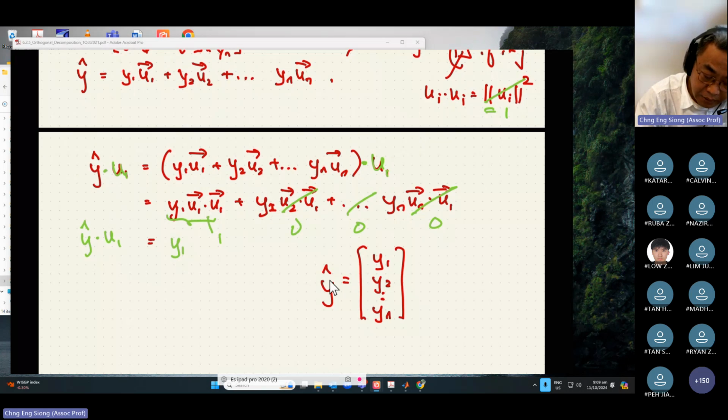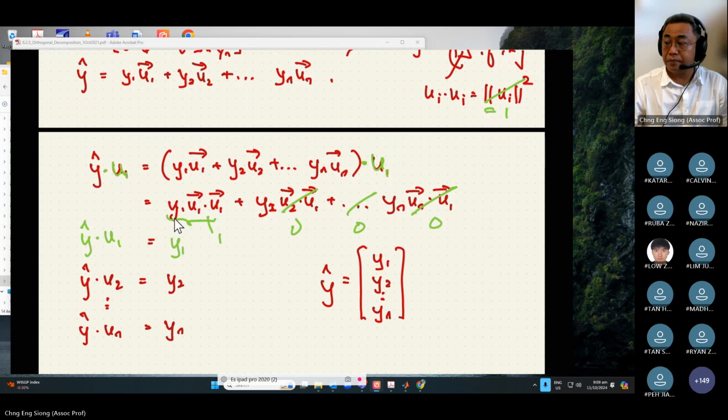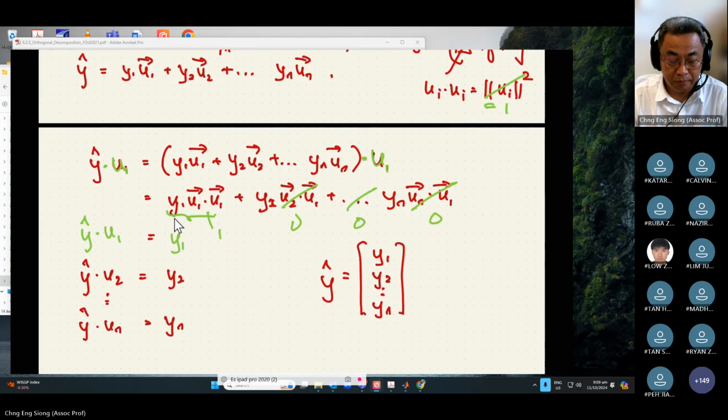So what about the second element? Y hat dot u2 equals to what? You play the same game again, and you will get the second element. Y hat dot un gives yn. Very good. Are we almost done?